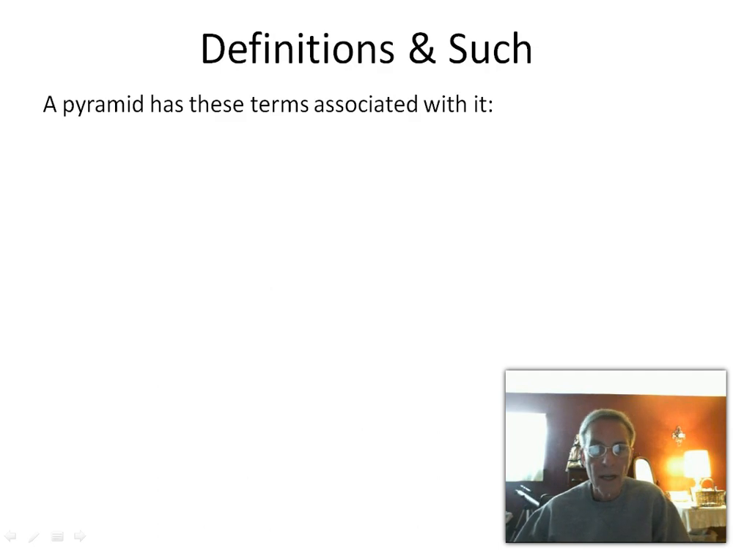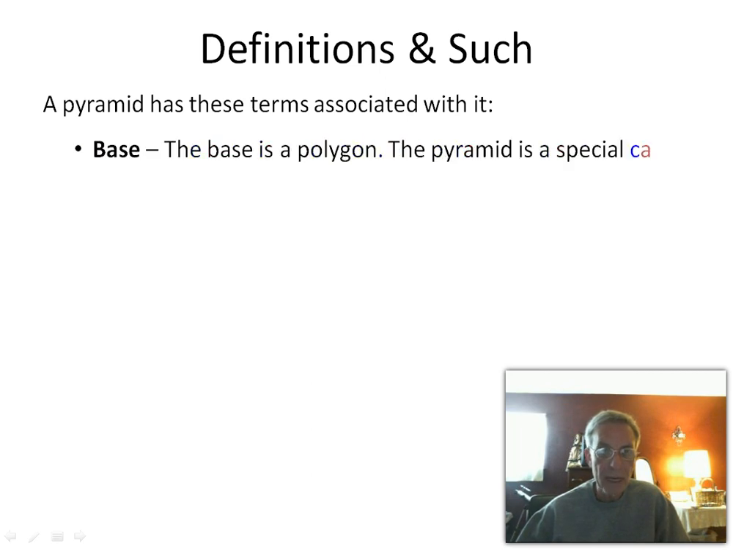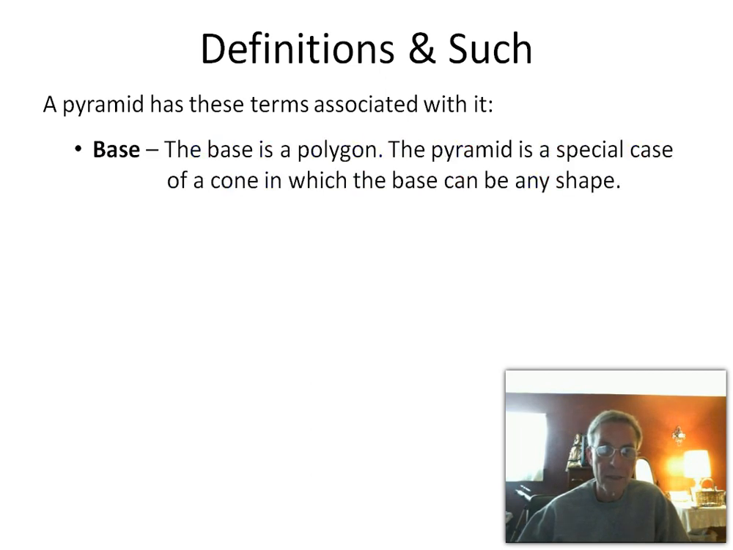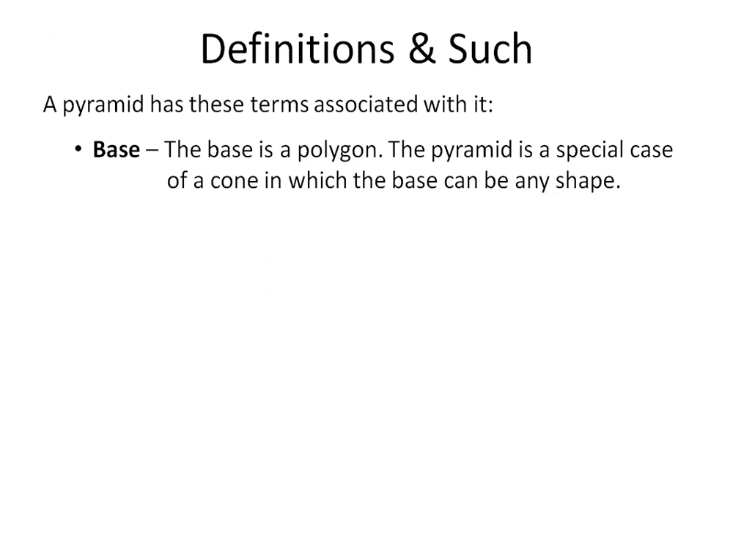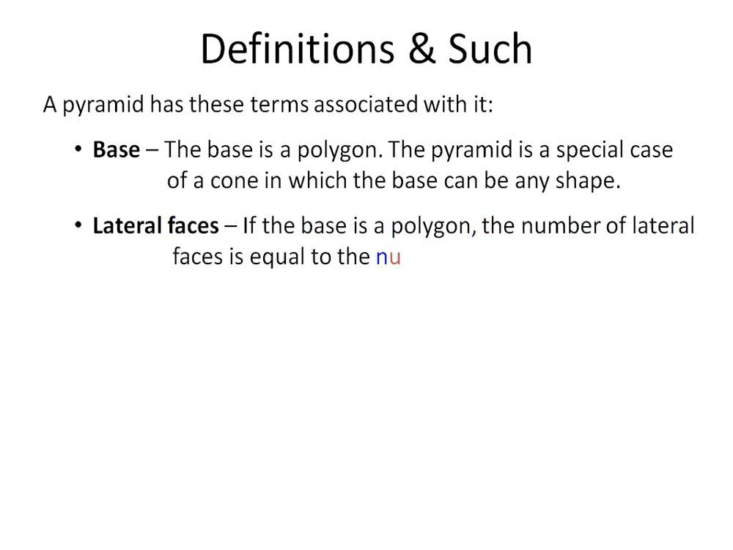Definitions and such. A pyramid has these terms associated with it. First off, it has a base. The base is a polygon. The pyramid is a special case of a cone in which the base can be any shape. Okay, the second thing it has is it also has lateral faces. So if the base is a polygon, the number of lateral faces is equal to the number of sides of the polygon. Also, let me note that since it is a pyramid, this means that each one of the lateral faces will be a triangle.